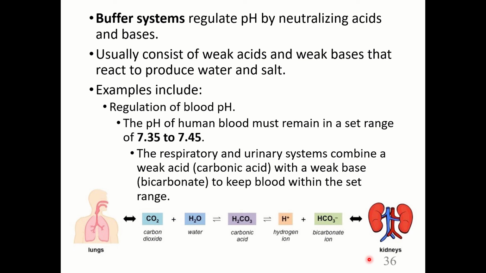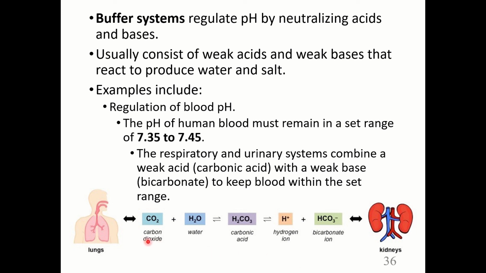Thus, buffer systems will regulate pH by neutralizing the acids and bases. Buffer systems usually consist of weak acids and weak bases that react to produce water and salt. Examples include the regulation of blood pH. So the set point of human blood must remain in the range of 7.35 to 7.45. The respiratory and urinary systems combine carbonic acid and bicarbonate to keep blood within the set range. Carbonic acid is a weak acid and bicarbonate is a weak base. So let's look at the reaction here.